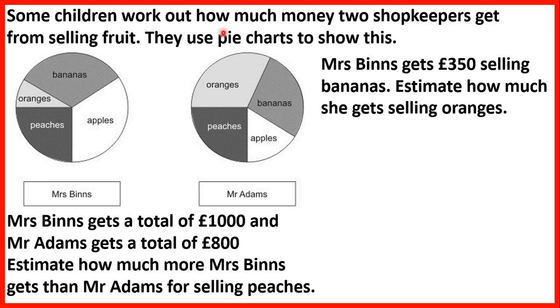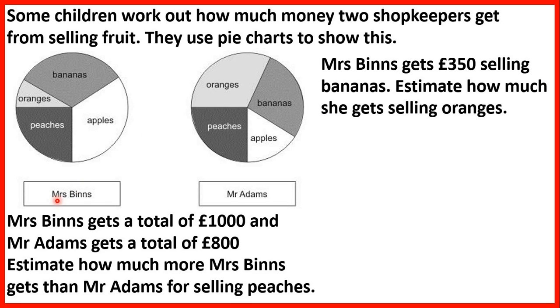Some children work out how much money 2 shopkeepers get from selling fruit. They use pie charts to show this. Mrs. Binns gets £350 selling bananas. Estimate how much she gets selling oranges.